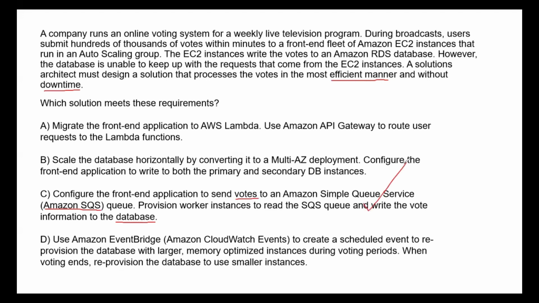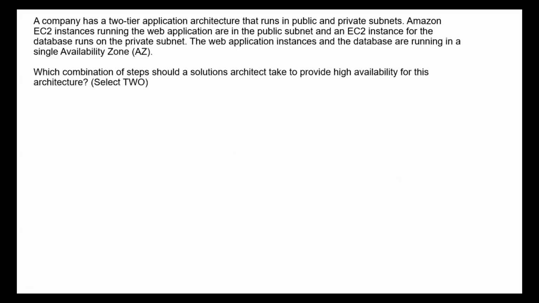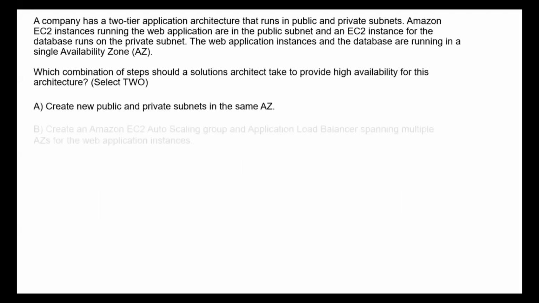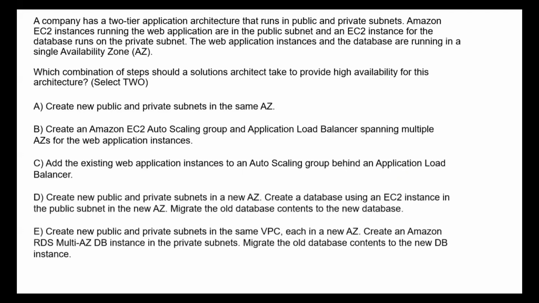Okay. So configure a front-end application to send votes to SQS and provision the worker instances, that is the receiving component of the application, to read the messages from the queue and then send them to the backend database. Okay, so the correct answer is C. Okay, so now let's go through this question.